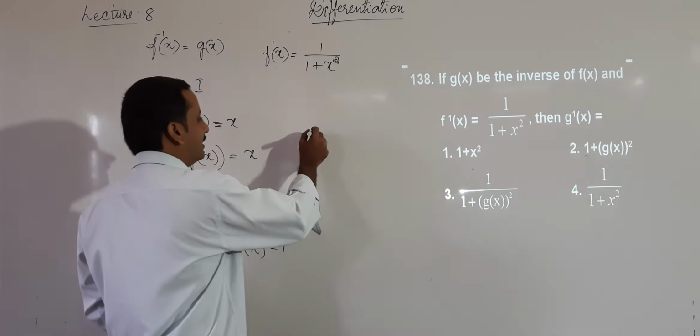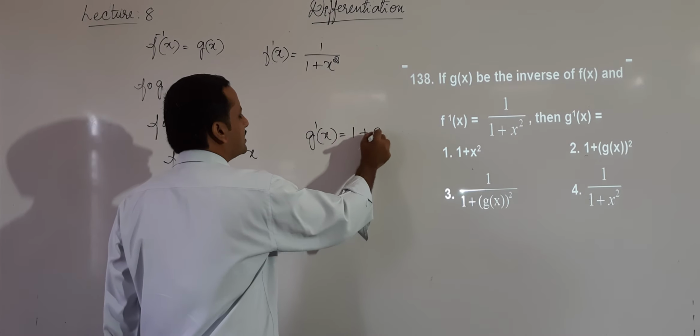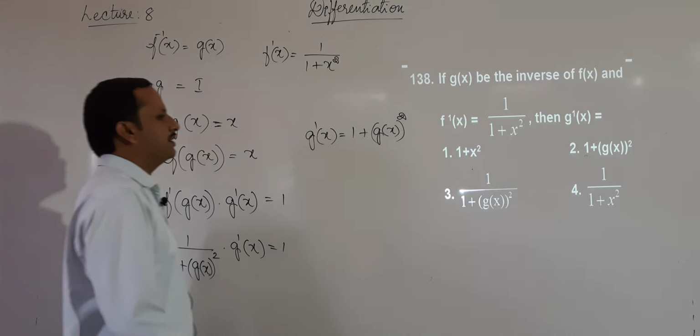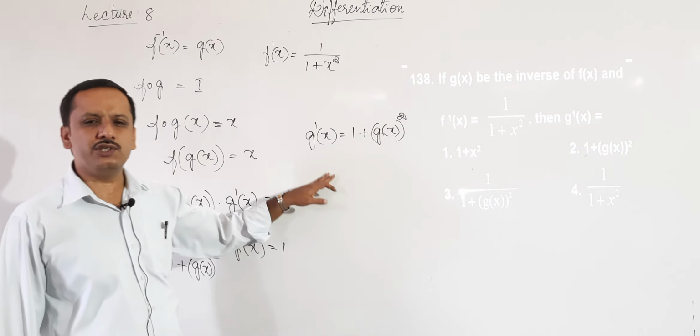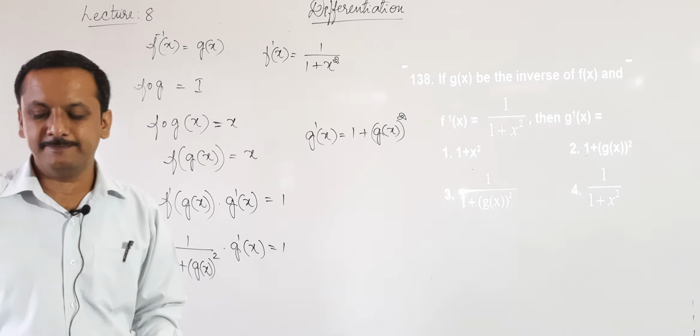This will imply that g dash of x is equal to 1 plus g of x whole square. G dash of x is equal to 1 plus g of x whole square. That is the answer, which is the second option.